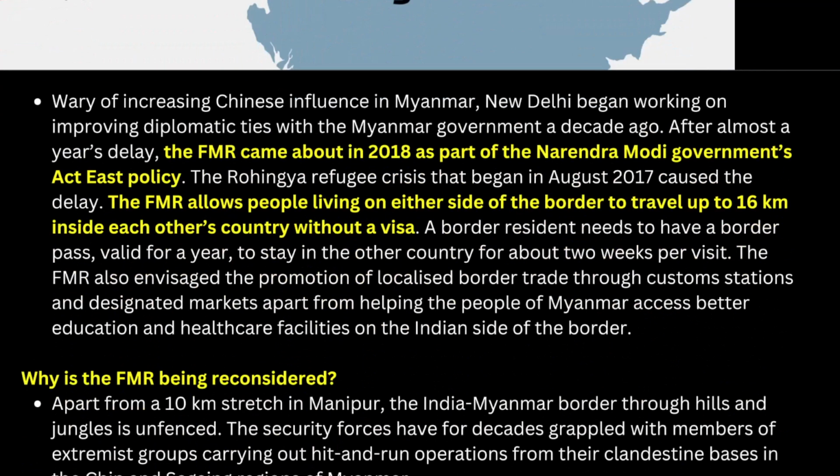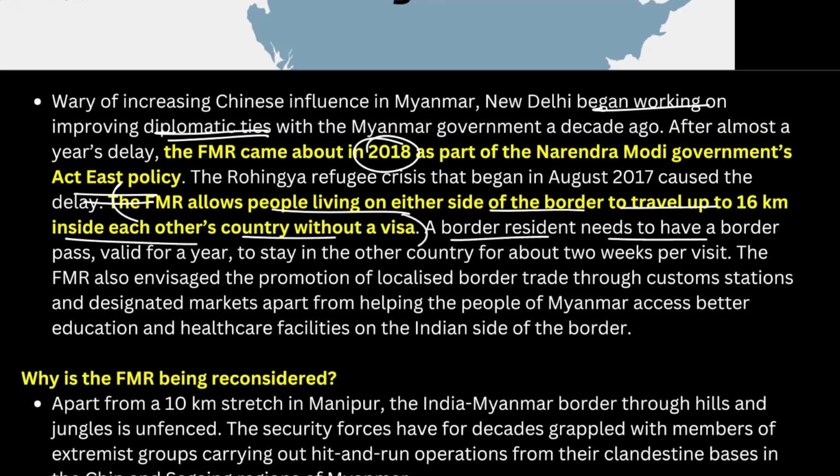So, worried about increasing Chinese influence in Myanmar, New Delhi began working on improving diplomatic ties. So the FMR came about in 2018 as a part of our Act East policy. What does FMR do? It allows people living on either side of the border to travel up to 16 kilometers inside each other's country without a visa. A border resident needs to have a border pass valid for a year to stay in the other country for about 2 weeks per visit.